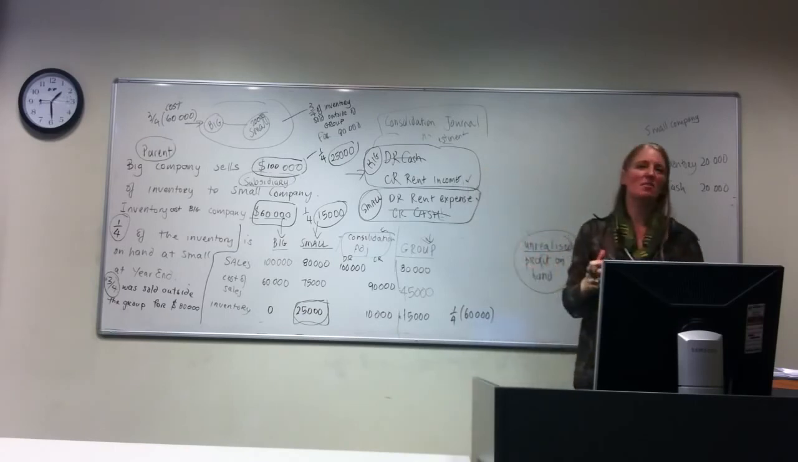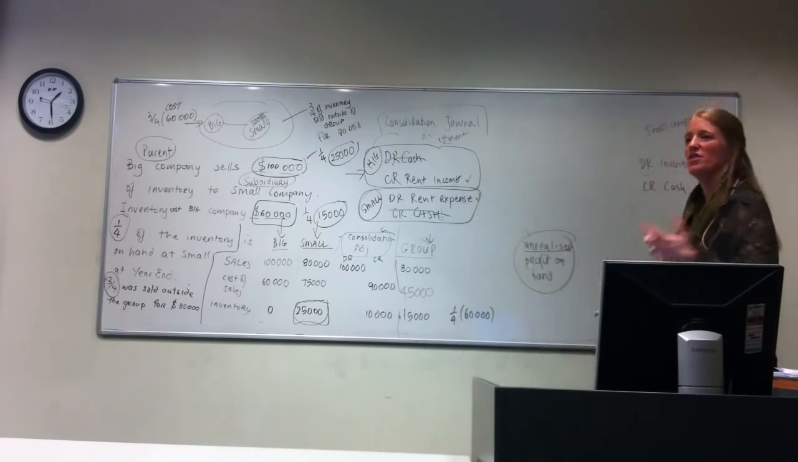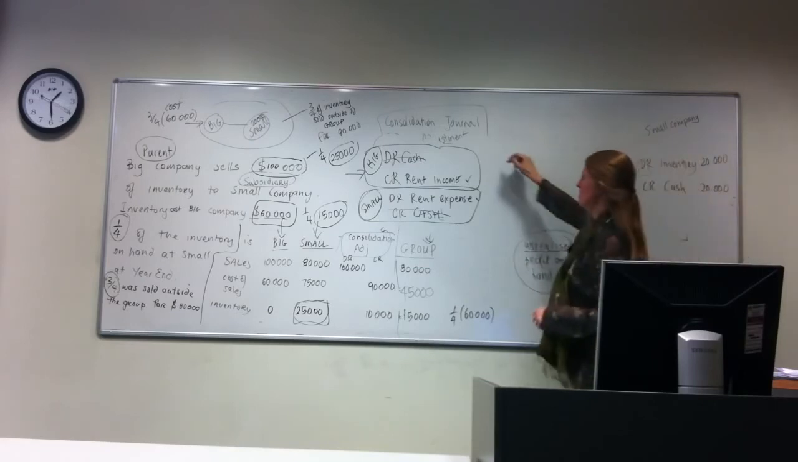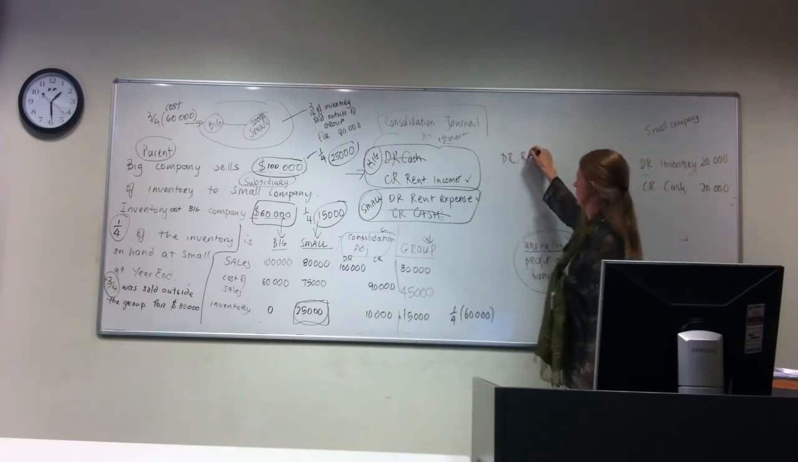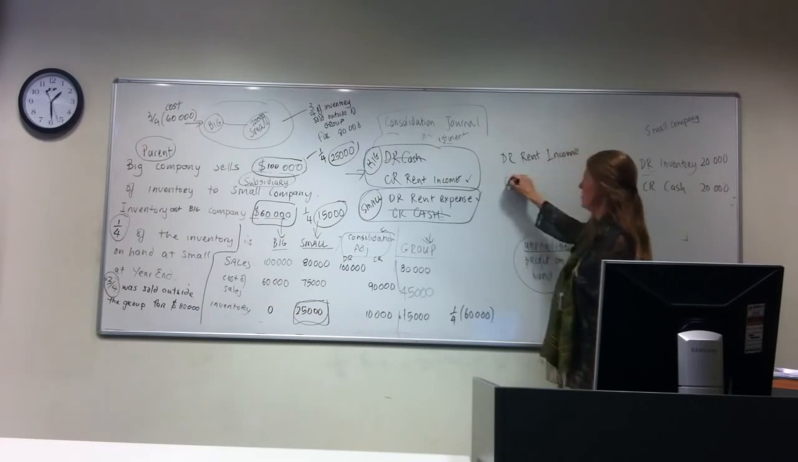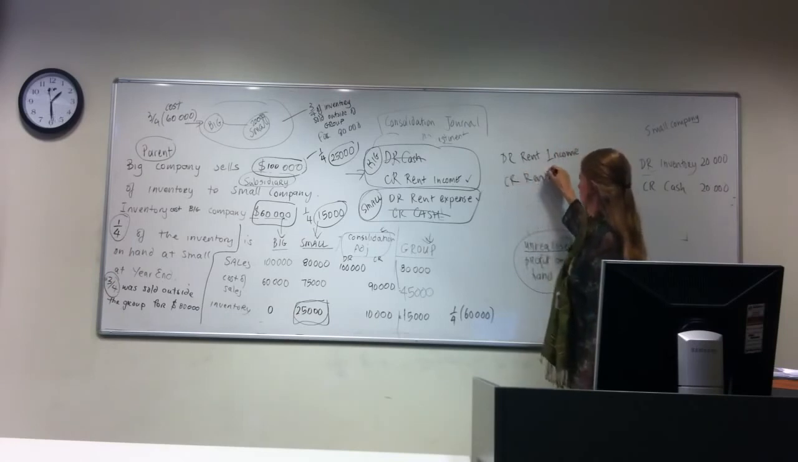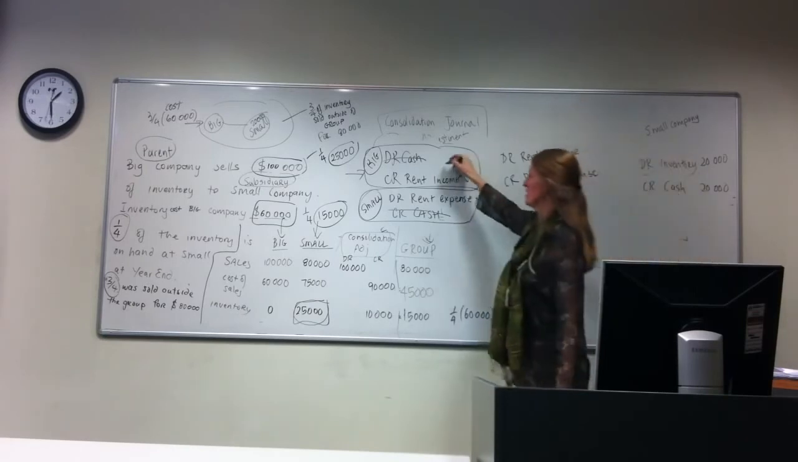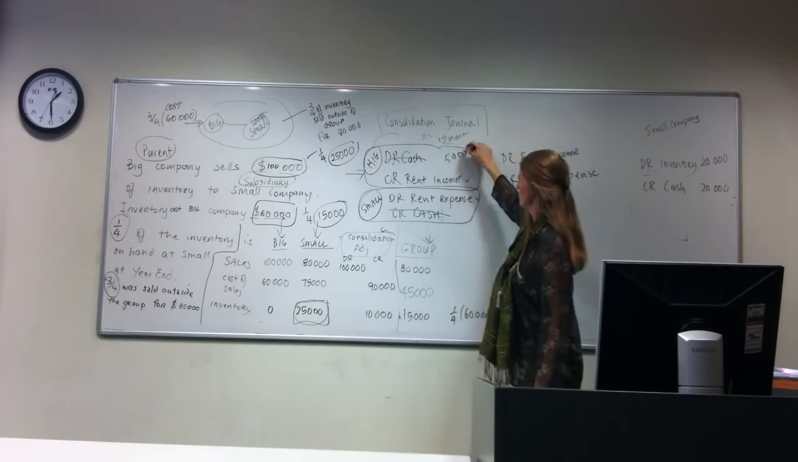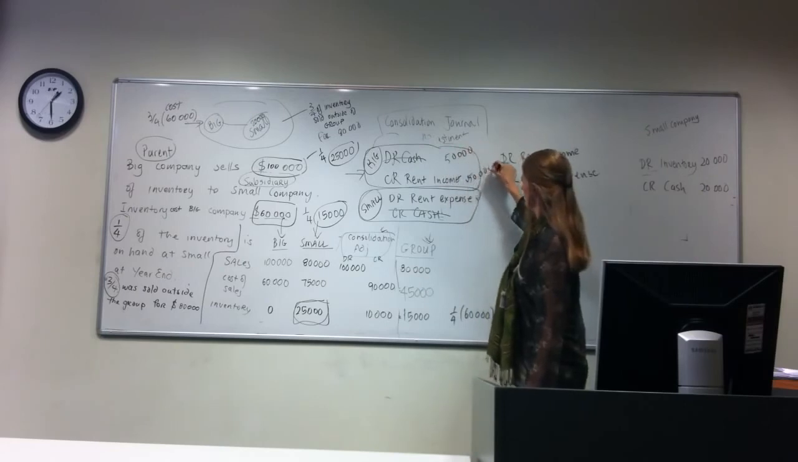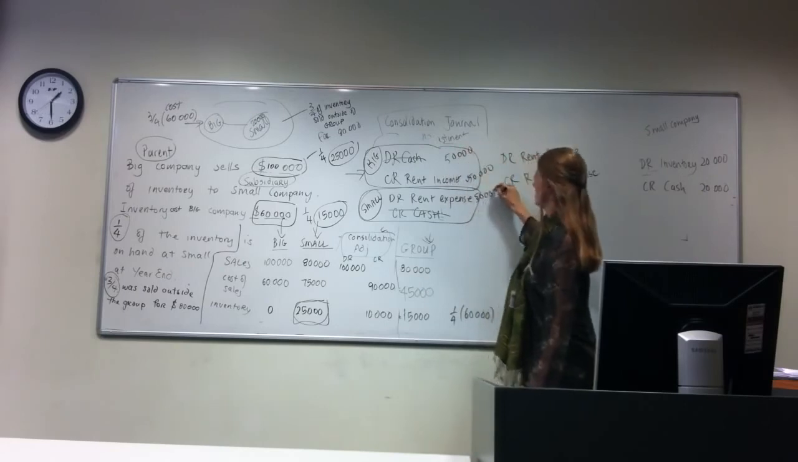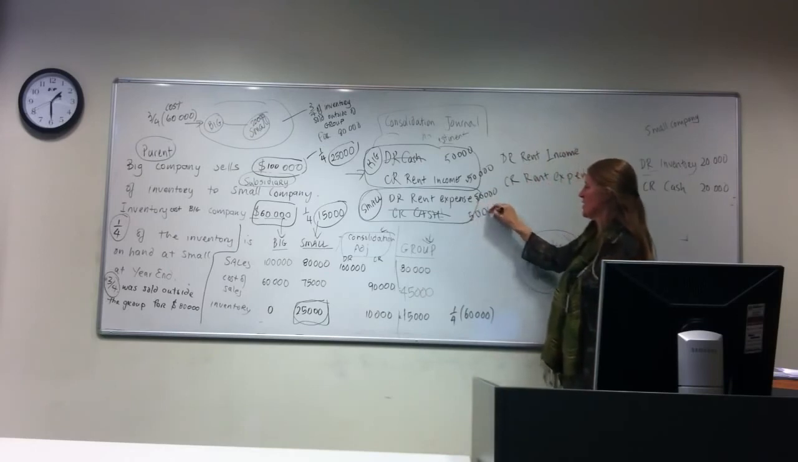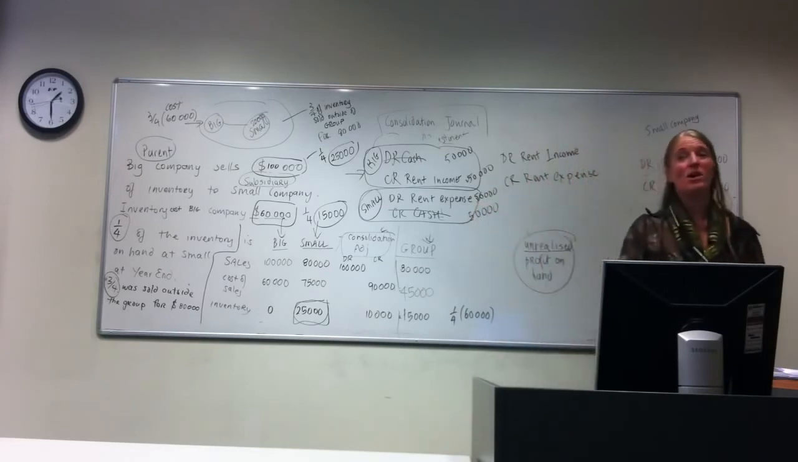If you're cancelling something and it's a credit, what do you have to do? You debit it, don't you? So you debit rent income and you credit rent expense. The amount, say, is 50,000, right? Okay, is there a tax effect? Is there a tax effect? Why not?